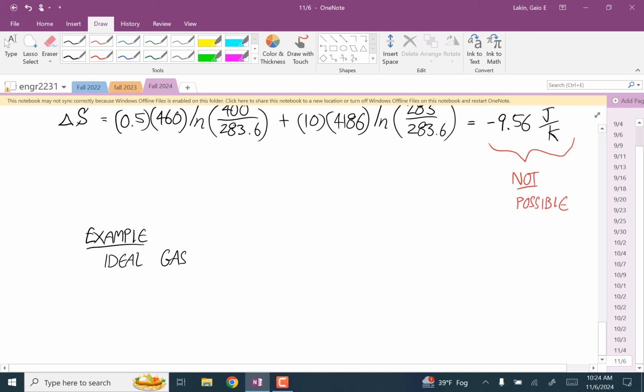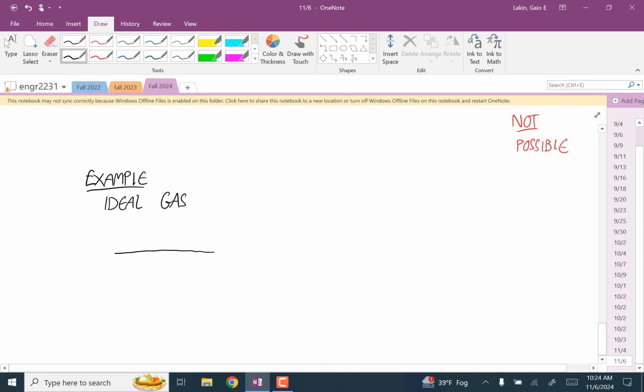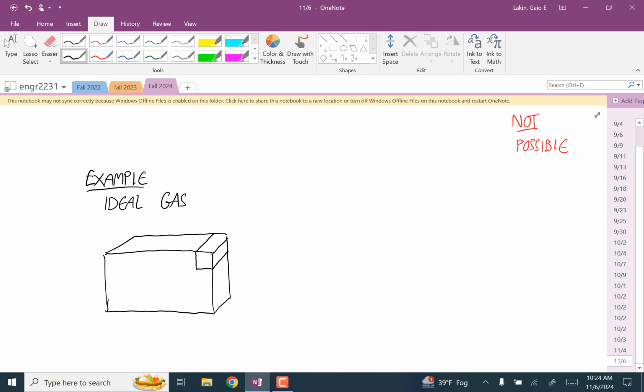So let's say that we have a box with a little box inside that we can open. The box inside is this thing. And in this area, we have 2 kilograms of air.